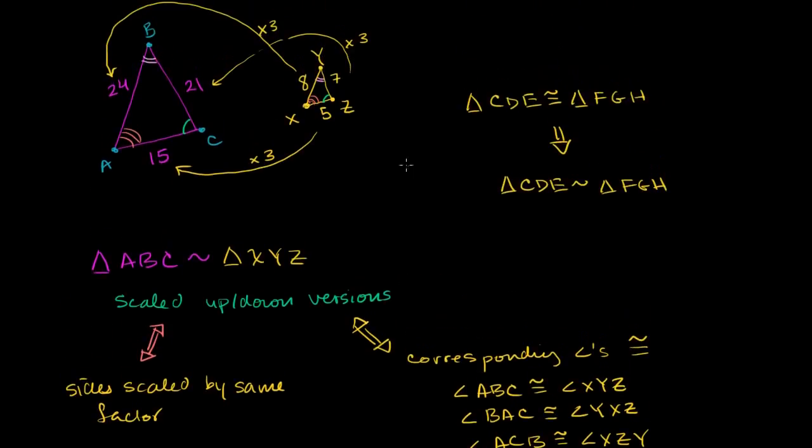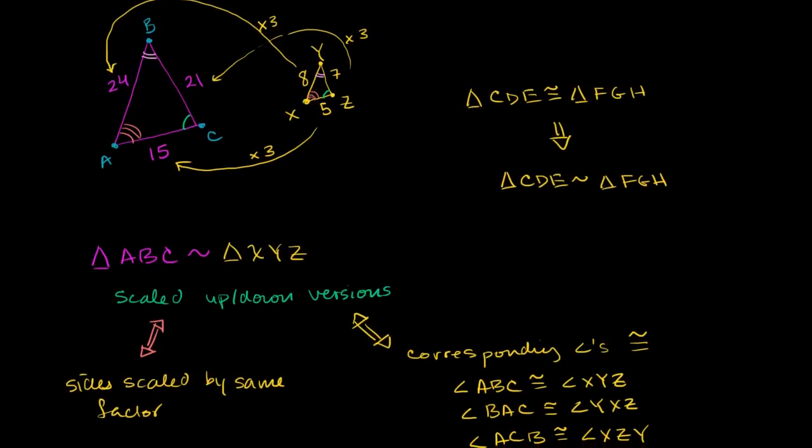If we scaled this side up by 3 and we only scaled this side up by 2, then we would not be dealing with a similar triangle. But if we scaled all of these sides up by 7, then that's still similar, as long as you have all of them scaled up or scaled down by the exact same factor.